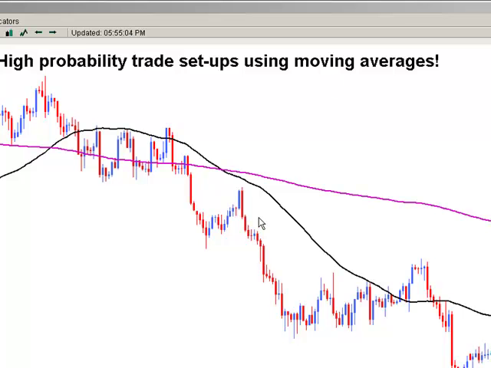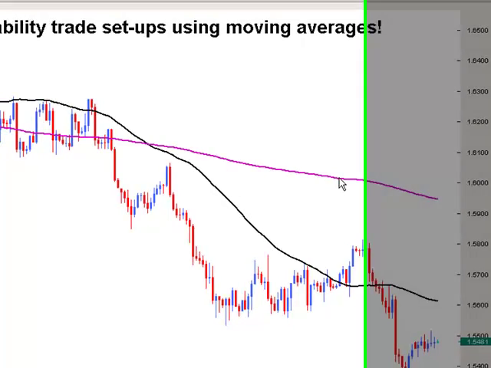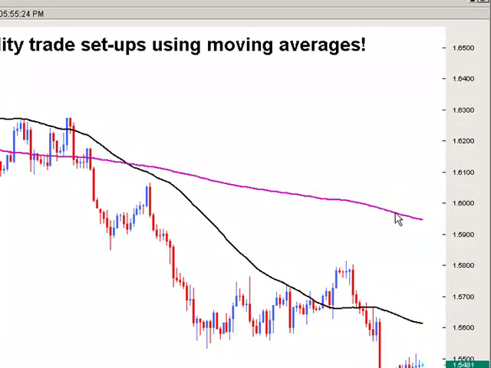Two of the most common moving averages out there are the 50 period simple moving average, which is this black line, and the 200 period simple moving average, which is the purple line. The slower moving average is the 200 period simple moving average, and it shows an overall longer trend, showing that the trend is basically down overall.